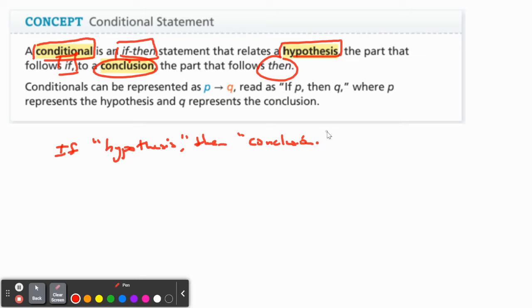And again, if you think of a scientific experiment, the hypothesis comes first, and the conclusion is typically the end of the experiment. So we use notation. P and Q are typically our hypothesis and conclusion letters. The arrow means if-then. So this P arrow Q is read as if P then Q.